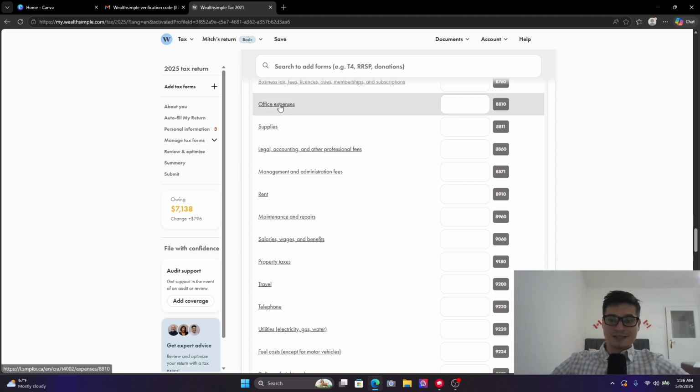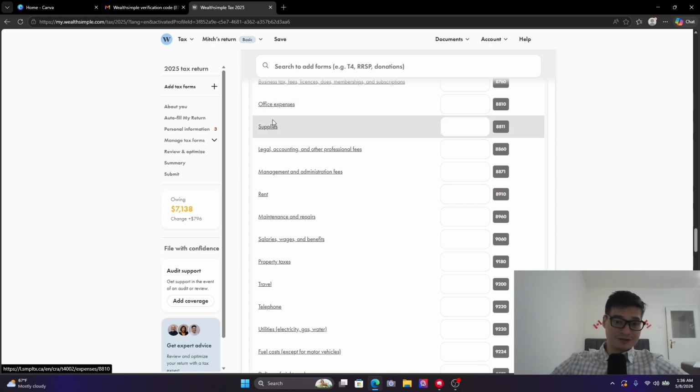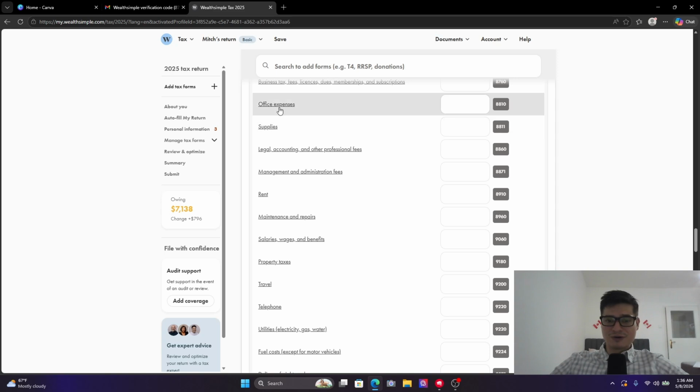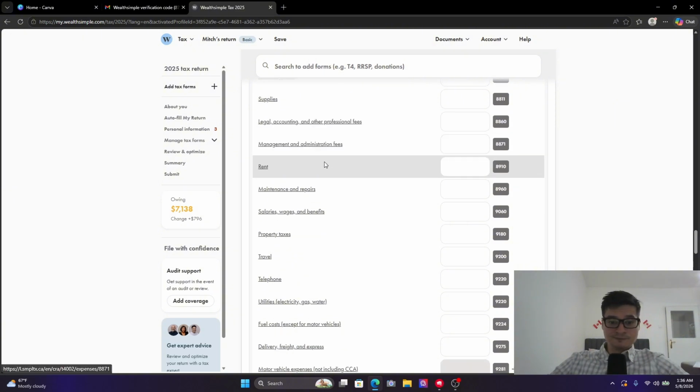Office expense, if you had anything related to the office, this is very close to supplies as well. That's used up within the year. They're very low. Maybe you bought paper, pens, all that sort of stuff. You would input it either in your office expense or supplies.